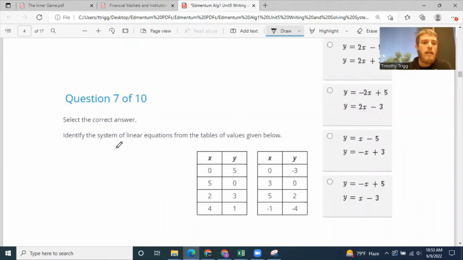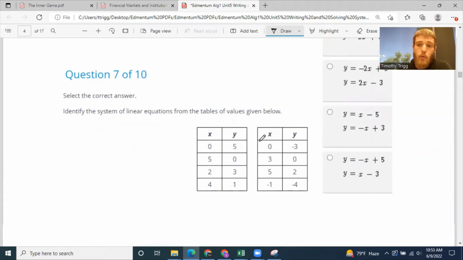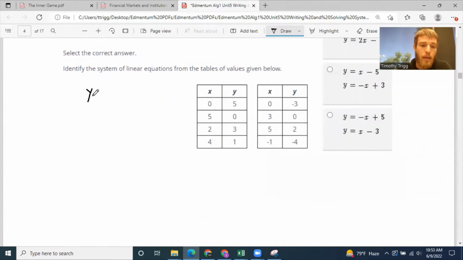Question 7. Identify the system of linear equations from the tables of the values given below. So in order to find the equation, remember, we're going to write these equations in slope-intercept form. Now, what is slope-intercept form? Hopefully you're familiar with it. It's y equals mx plus b, where m is the slope of the line and b is the y-intercept. So how do we find the slope and y-intercept of these tables? Each of these is going to have its own equation, so we're going to have 2 different equations here.